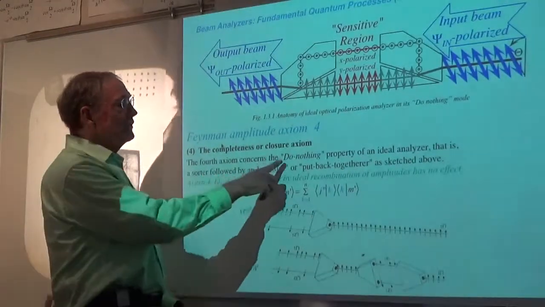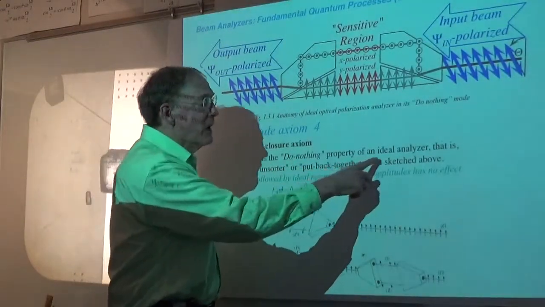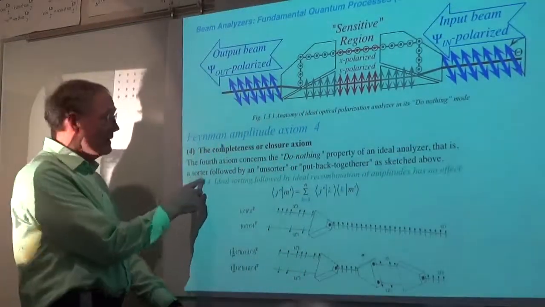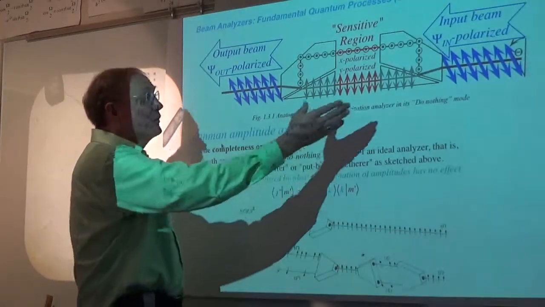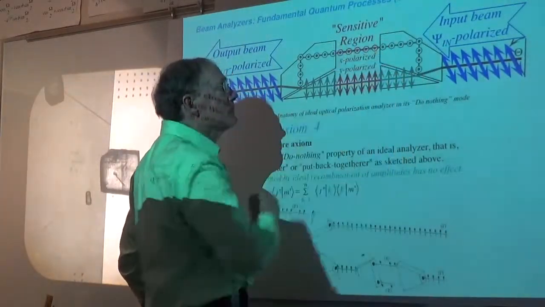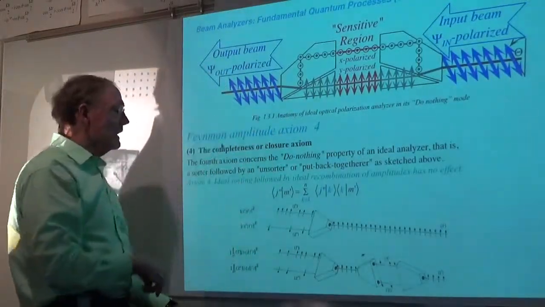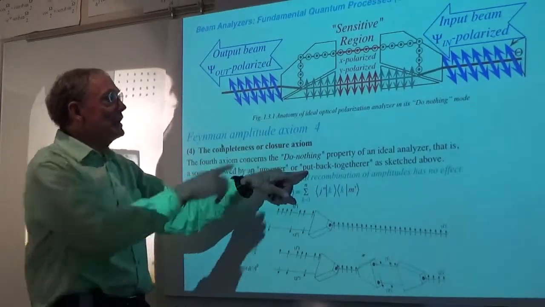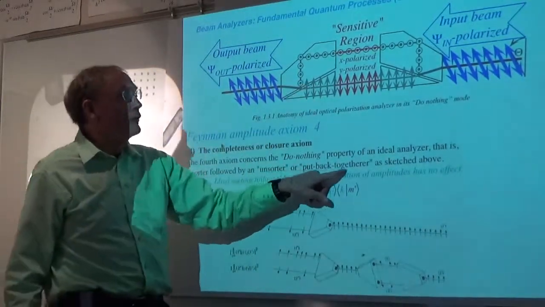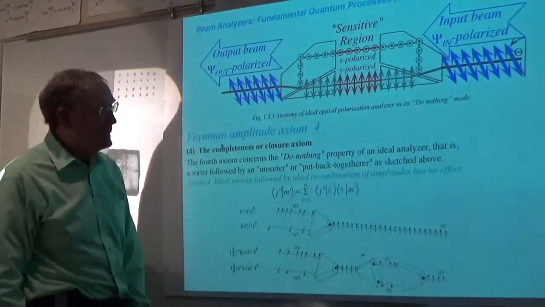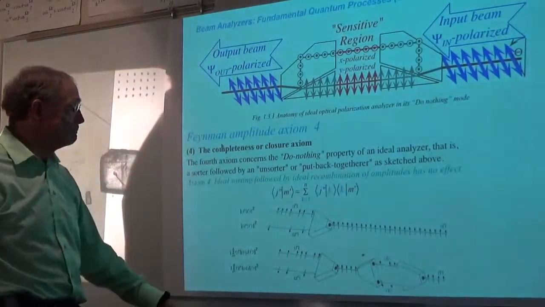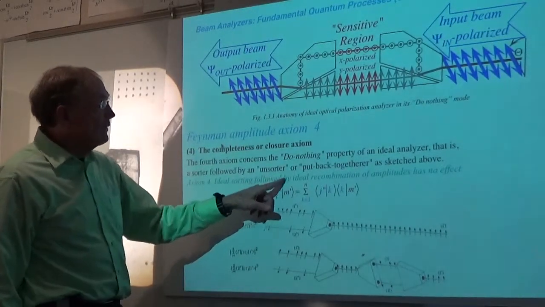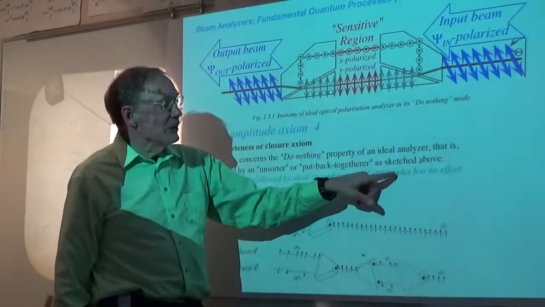The fourth axiom concerns the do-nothing property of an ideal analyzer. That is, the sorter followed by an unsorter. This is the sorter that splits the beam, and this is the unsorter that puts them back together. I clumsily stated a name for this, the put back together verb, and sketched above. So the ideal sorting followed by ideal recombination of amplitudes has no effect.